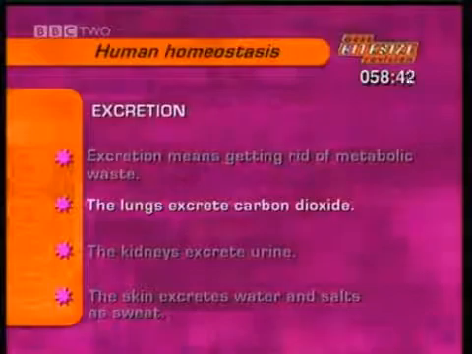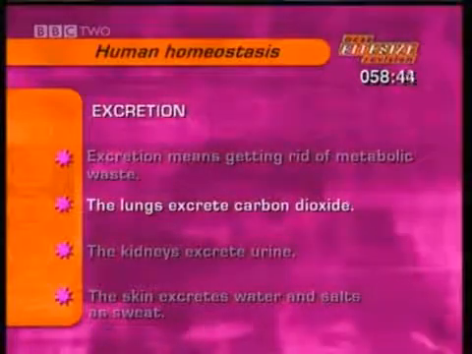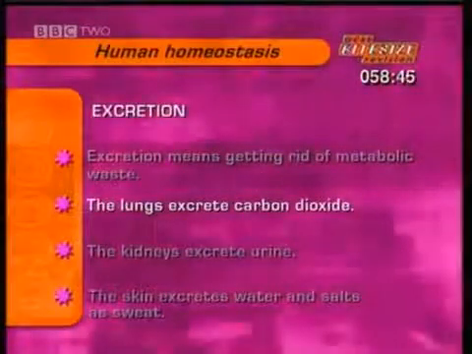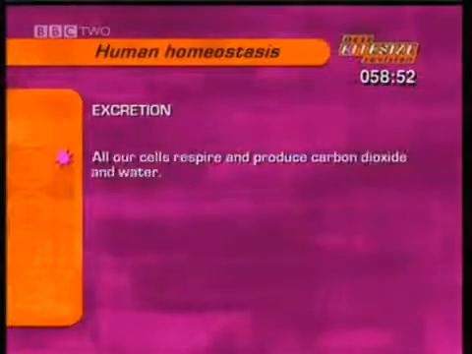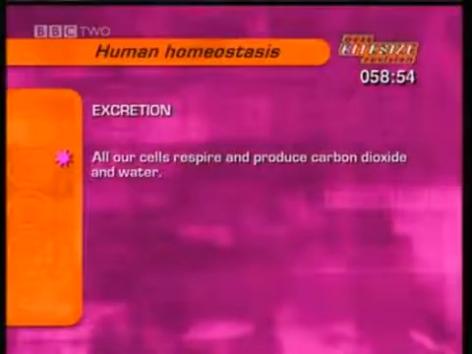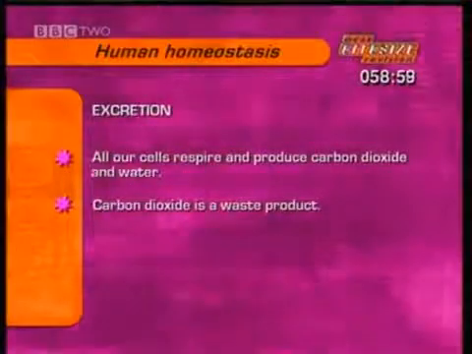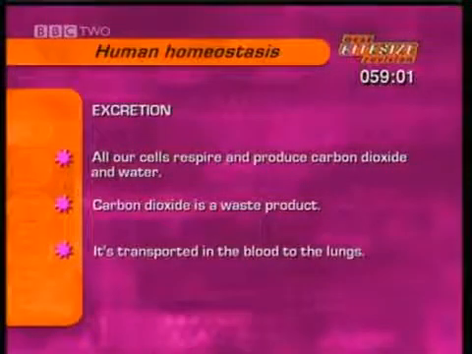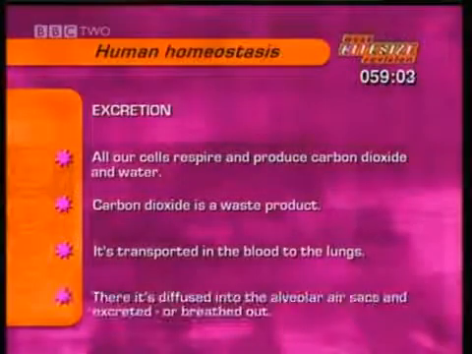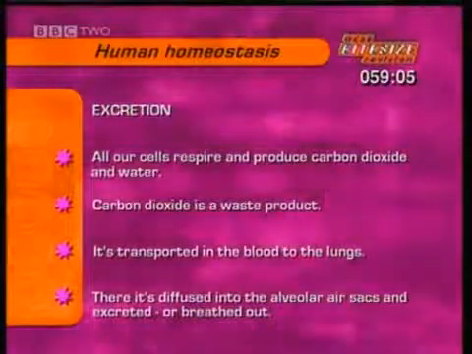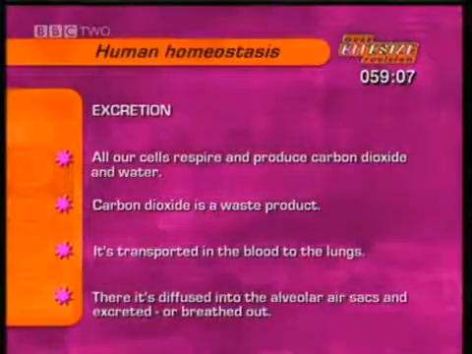First, let's see how the lungs excrete carbon dioxide. In the section about human respiration and breathing, we saw how all cells respire and produce carbon dioxide and water. Carbon dioxide is a waste product and is transported in the blood to the lungs, where it is diffused into the alveolar air sacs and excreted or breathed out.